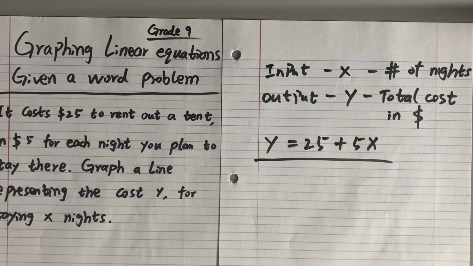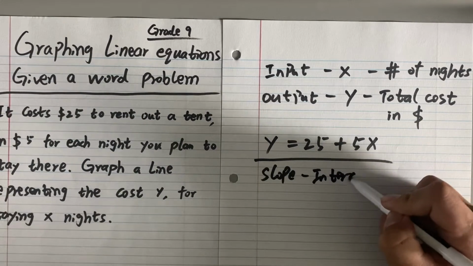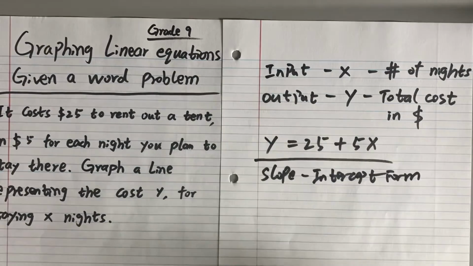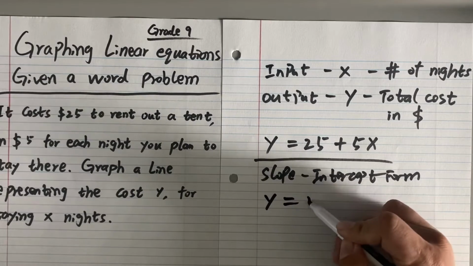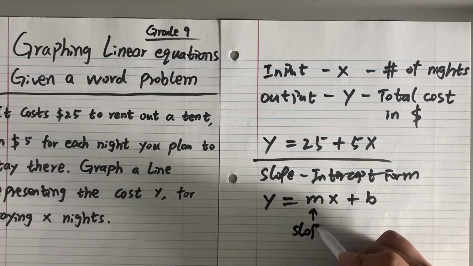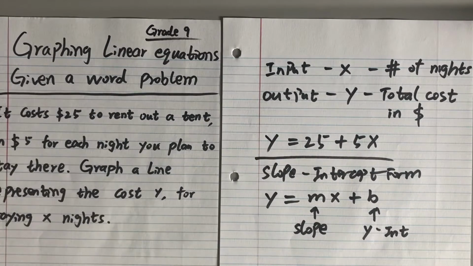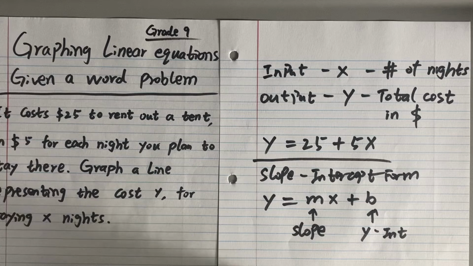And if we want to graph this, the easiest way is to see this equation with the eye of slope-intercept form, right? So slope-intercept form goes y equal to slope times x plus the y-intercept. M is the slope and b is our y-intercept. So if we look at this equation, our slope is going to be 5 and our y-intercept is going to be 25. So let's graph this.